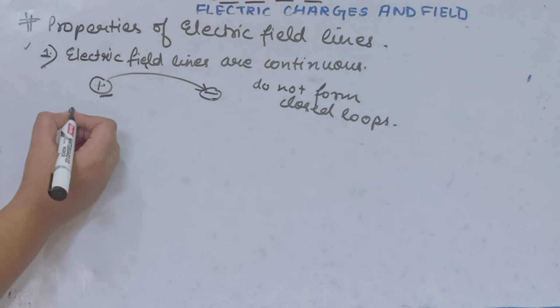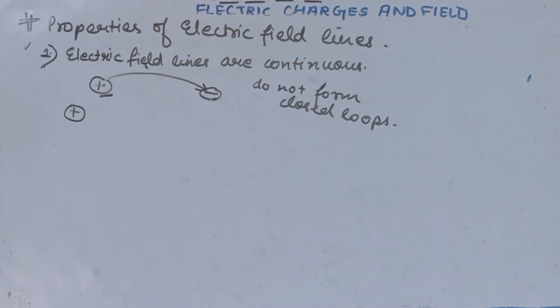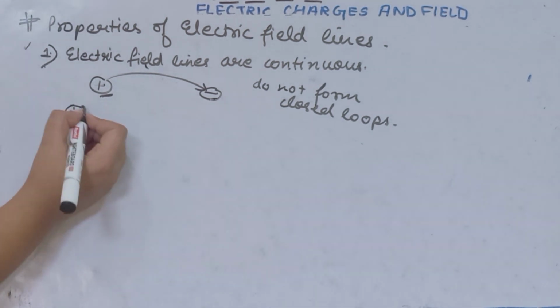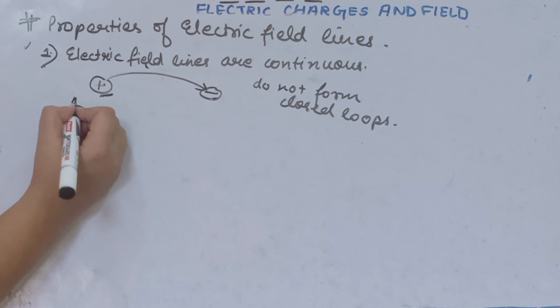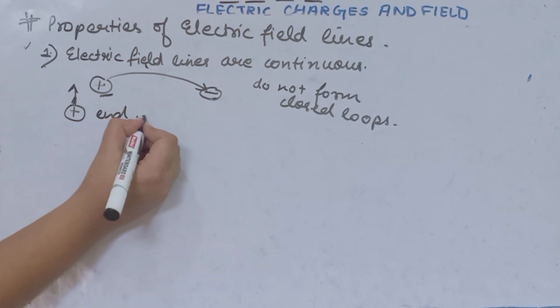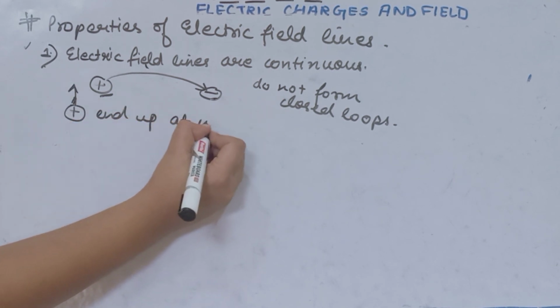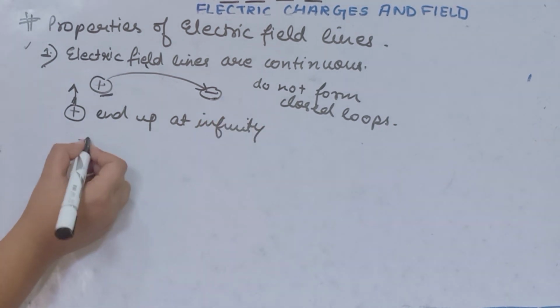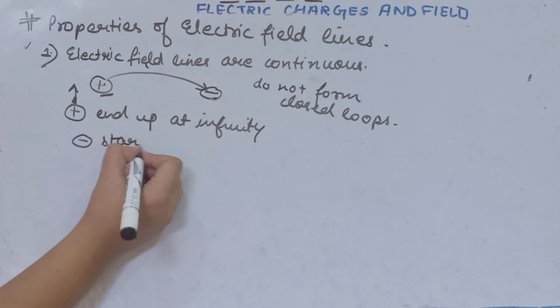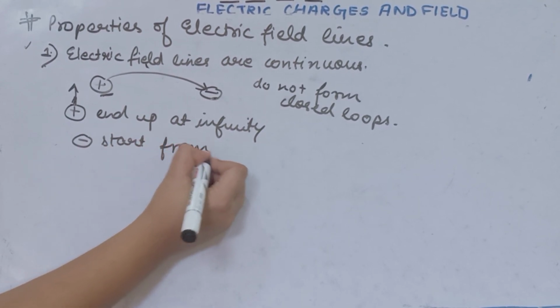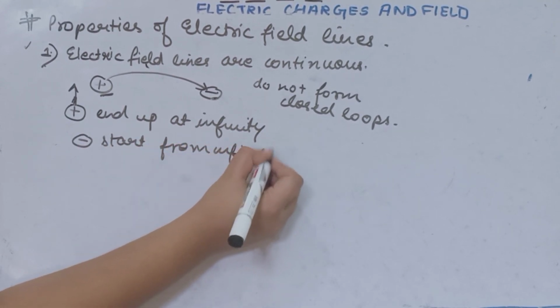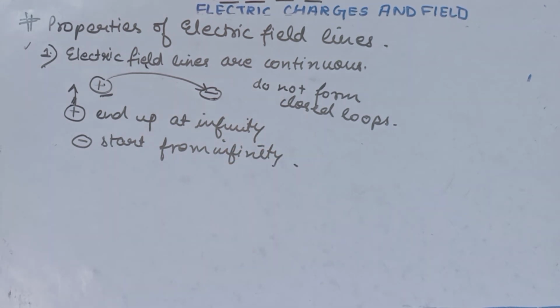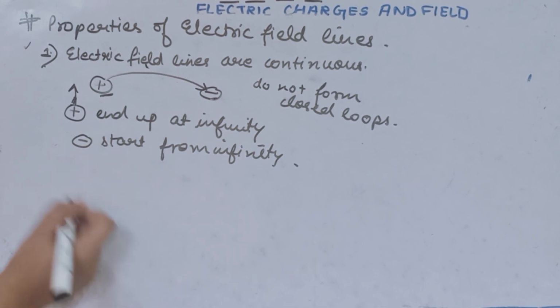Suppose we have a single positive charge. So in this case, electric field lines start from the positive charge and end up at infinity. Similarly, for negative charge, they start from infinity and end up at negative charge. Fine. So this was the first property of electric field lines.